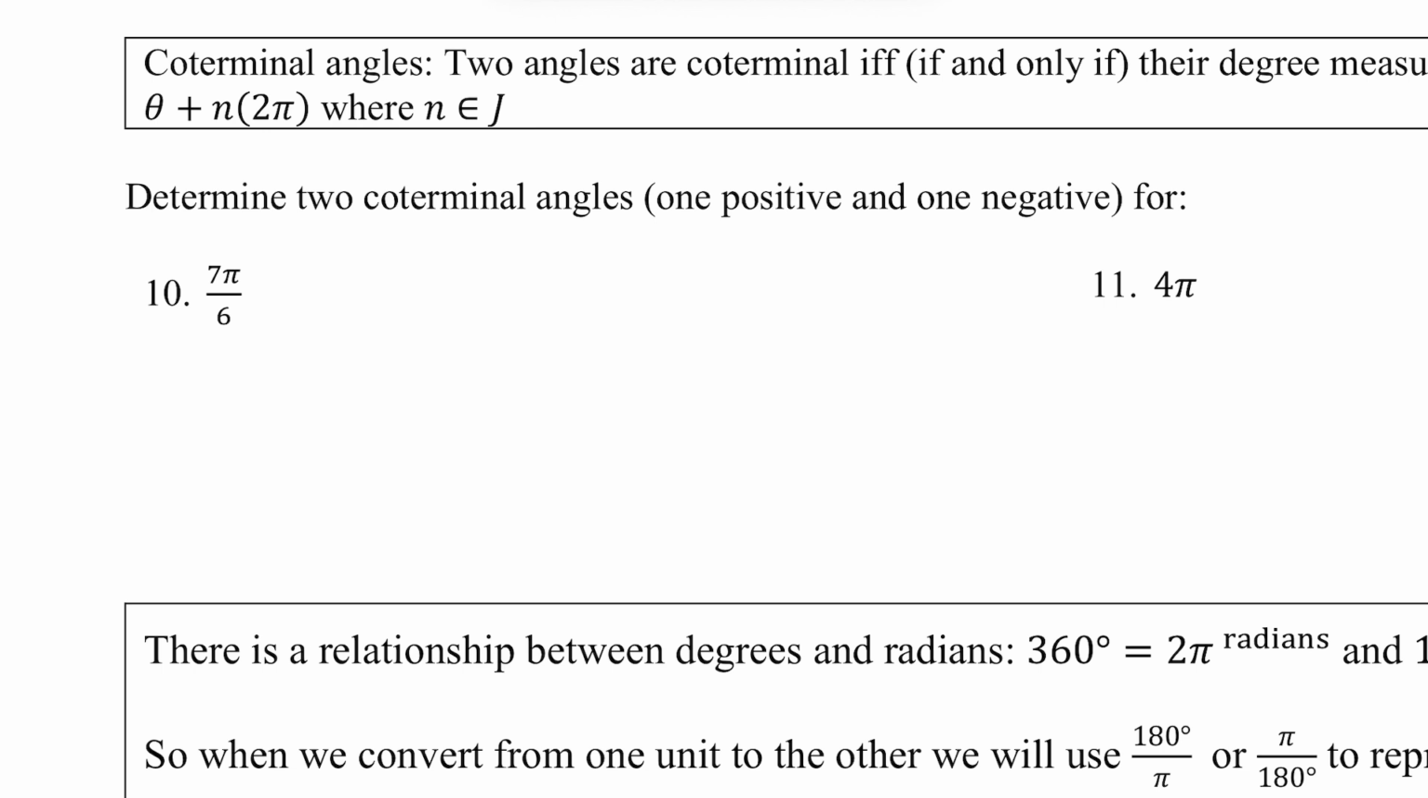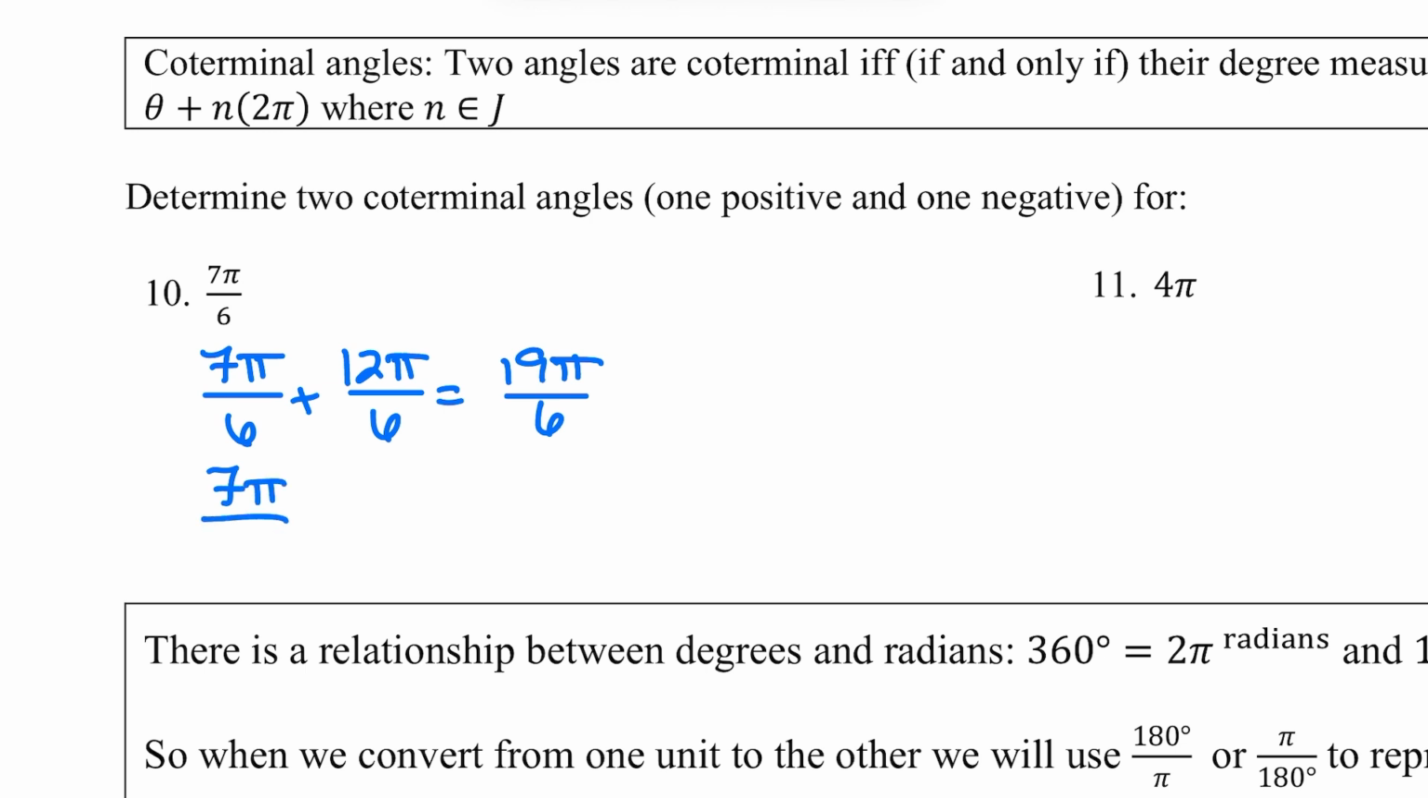So what I'm going to be doing here is figuring out what the coterminal angle is by just adding 2 pi to this. So 7 pi over 6 plus 2 pi, well, in order to add fractions, you need a common denominator. So 12 pi over 6 is the same thing as 2 pi's. So 19 pi over 6. I could do the same thing for the negative one, but subtracting 2 pi, which again, as a common denominator is 12 pi over 6, so you end up getting negative 5 pi over 6. So there's one positive and negative coterminal angle.